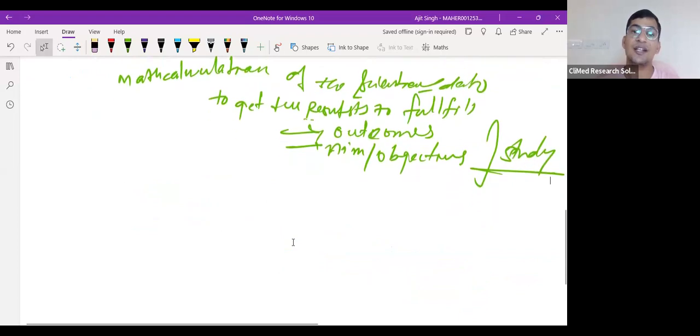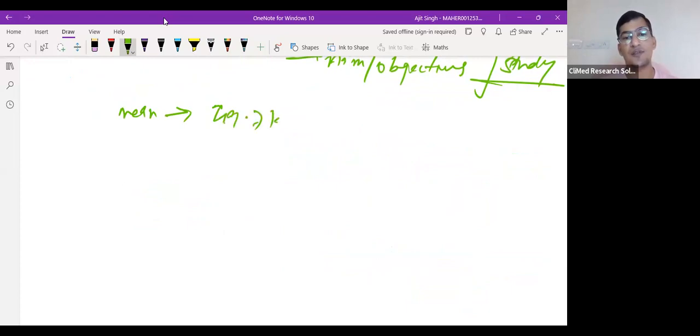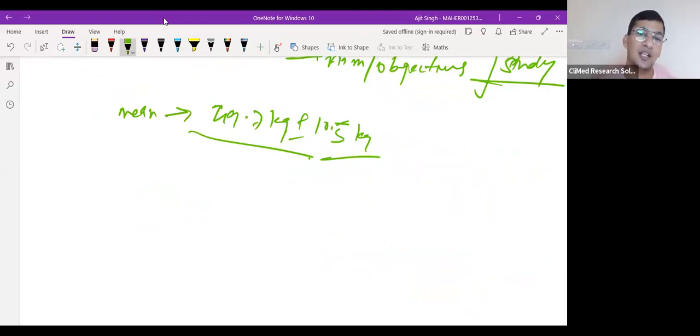This is called the statistics, right? You understand? So if I am representing the mean weight, maybe it will be, suppose, 49.7 kg plus minus 10.5 kg. This is the mean weight of my women. What was my question, right? So this is the answer. I will write like this.